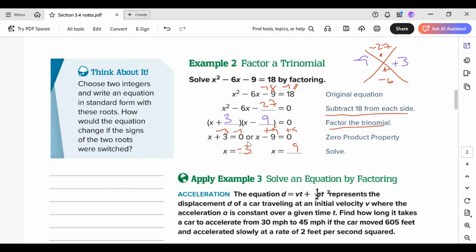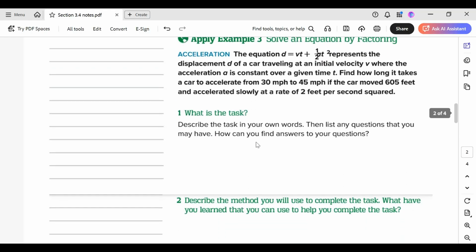In example 3, they want us to solve an equation by factoring. It's an acceleration problem. It says the equation d equals vt plus 1/2 at squared represents the displacement d of a car traveling at an initial velocity v, where the acceleration a is constant over a given time t. It says find how long it takes the car to accelerate from 30 miles per hour to 45 miles per hour if the car moves 605 feet and accelerates slowly at a rate of 2 feet per second squared.